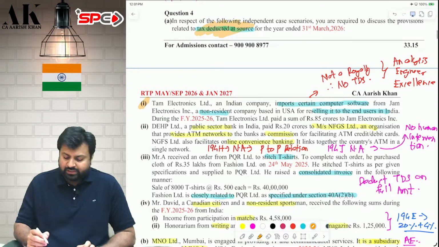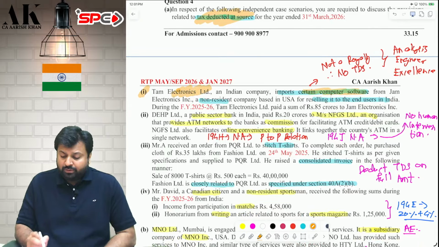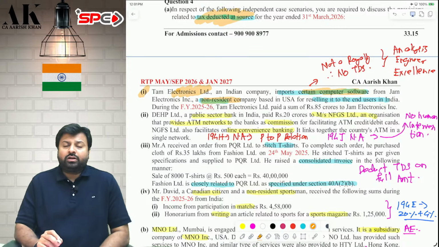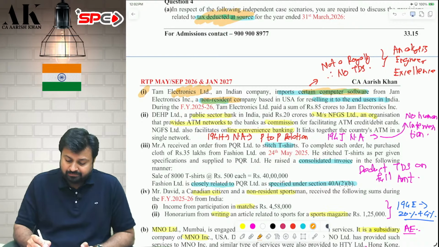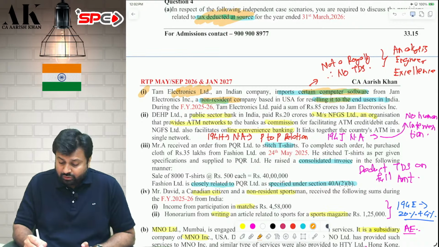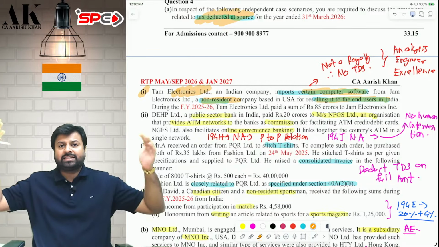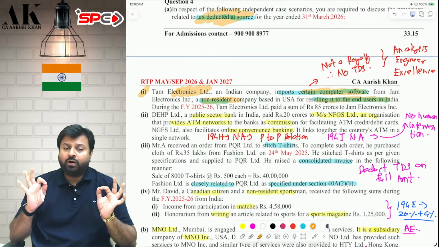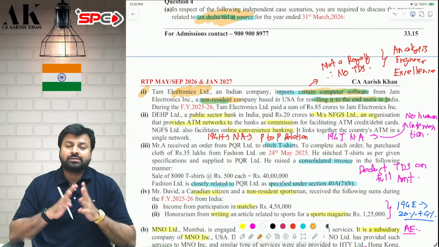The very first question over here is, there is an Indian company, TAM Electronic Limited, which is importing certain computer software from a US company, Jam Electronics. So the Indian company is importing computer software, but for what? For reselling it to end users in India. Now remember, there is a Supreme Court judgment on this, Engineering Analysis Centre of Excellence. If you purchase computer software, for what purpose? For reselling or for end use.